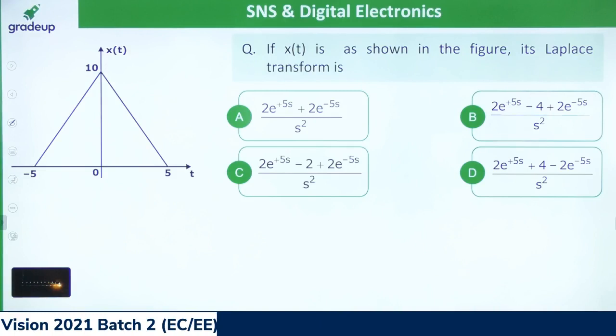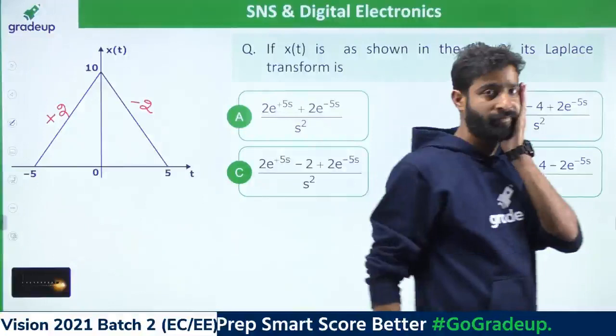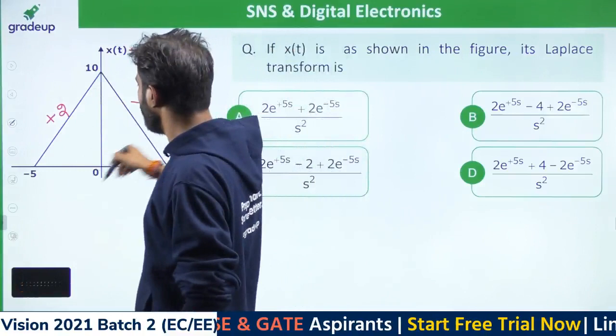First, we have to write what is the slope of this function. It is 2, it is minus 2. So the slope of this function is just 2 and minus 2. Now if you want to write the x of t of this function, first you have to see how we can form x of t. So my dear friend, it is just a triangular pulse.